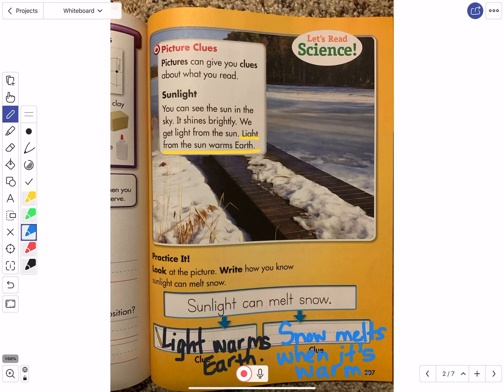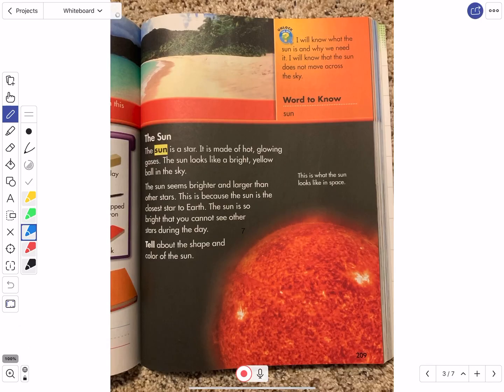Excellent. So it never told us in the text that sunlight can melt snow, but we were able to use our schema, use what we know in our brain, and combine it with what it said in the text, and we can make that inference that sunlight can melt snow. Now page 208 has an activity. If you'd like to do that, that would be awesome.